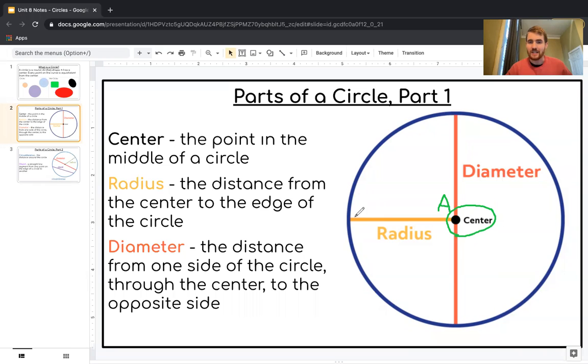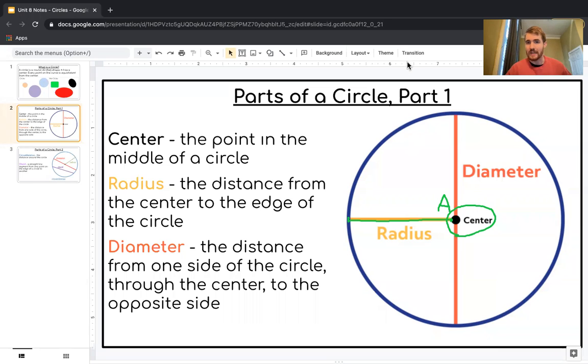Then you've got the radius. The radius is the distance from the outside of the circle to the center of the circle. How far is that? That changes in every circle. This circle on my screen, it looks like it's maybe 1 or 2 inches, depending on how big your screen is. But if you're looking at a giant circle outside, it could be much bigger. It's just the distance from the edge to the center.